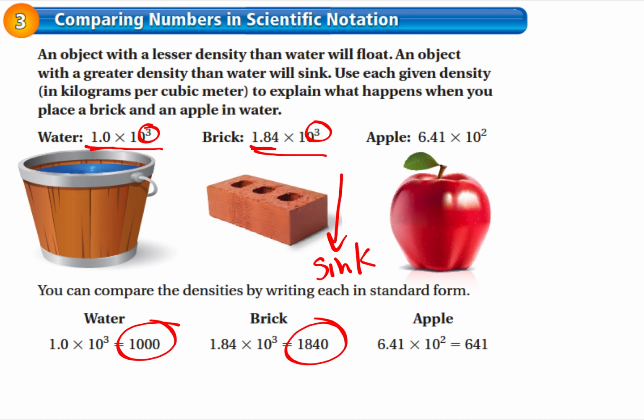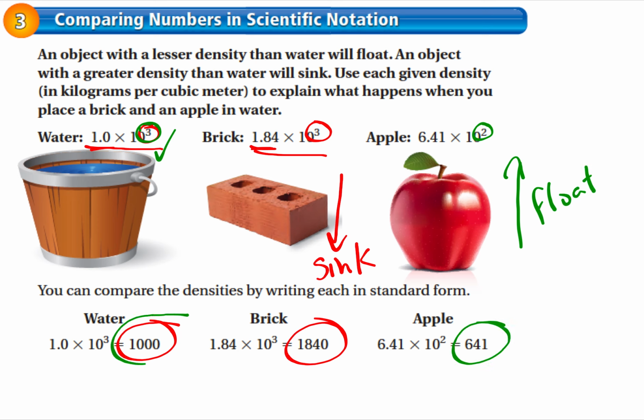Now let's look at the apple. If we compare the exponents here, 3 compared to 2, 3 is bigger, water has a greater density, so the apple will float. And if you compare the numbers written in regular form, 641 is less than 1,000, so it's going to float.